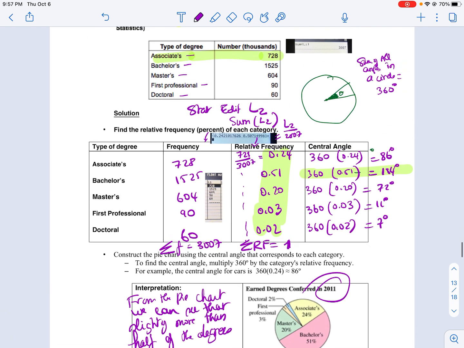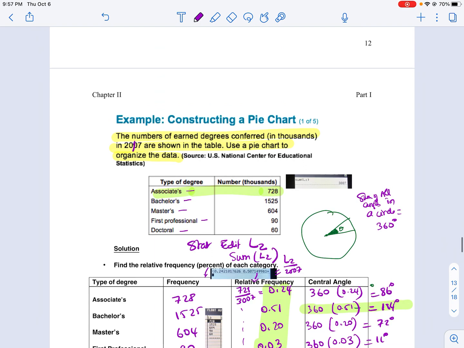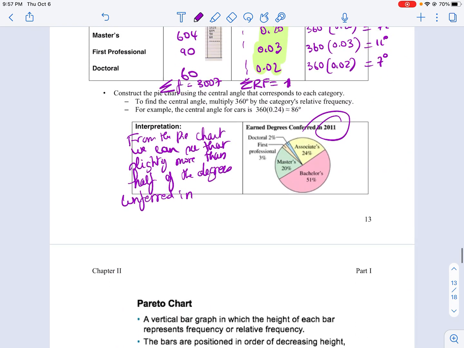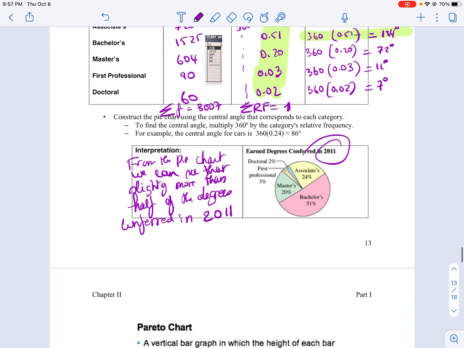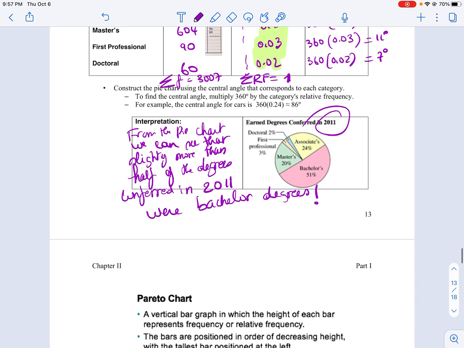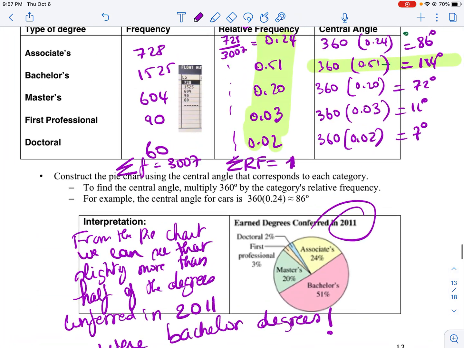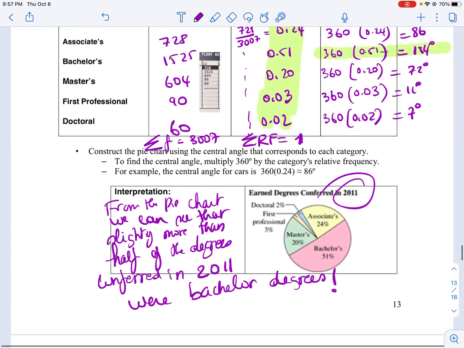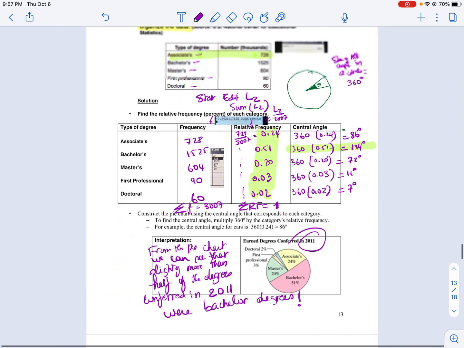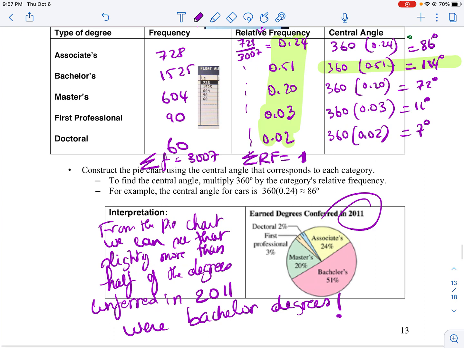Here, this is 2011. So let me put 11 here. Half of the degrees conferred in 2011 were bachelor's degrees. That's my interpretation. You could say more. So much more you could talk about. But there goes a pie chart. Okay? And we can get all of that in SPSS. We'll talk about it.